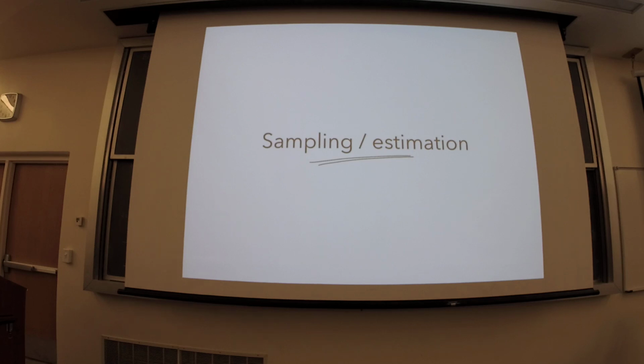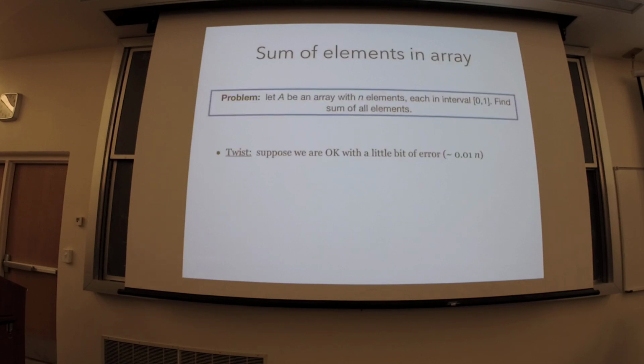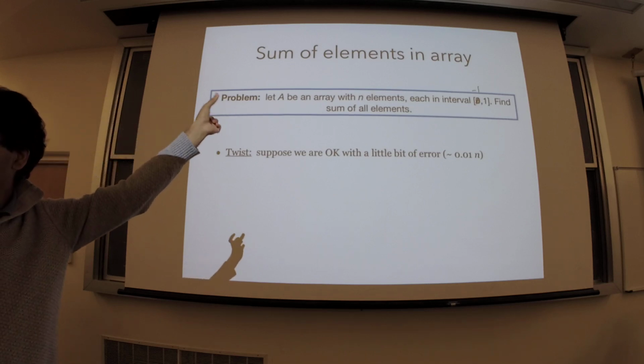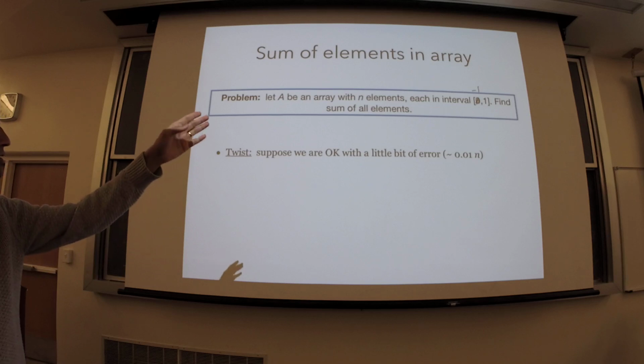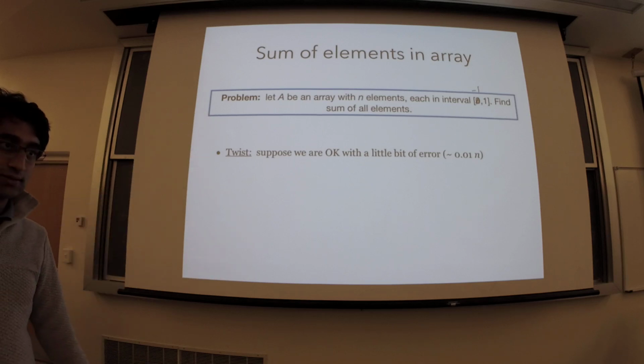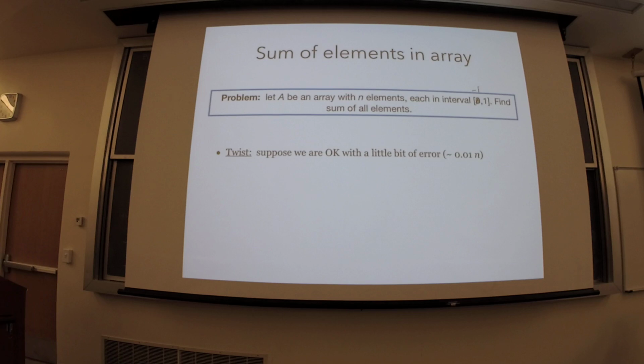Okay. So what is sampling estimation? Okay, so let's say you have an array A and you have n elements, and each element, actually sorry, I should have put minus 1 to 1 because it becomes nicer. Okay, so each element is in the interval minus 1 to 1, let's say, and your goal is to find the sum of all that. Or if you like, let's say the average of that. Okay, it's the sum divided by n.